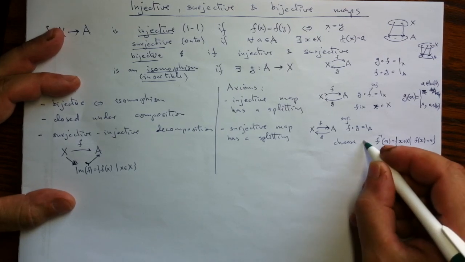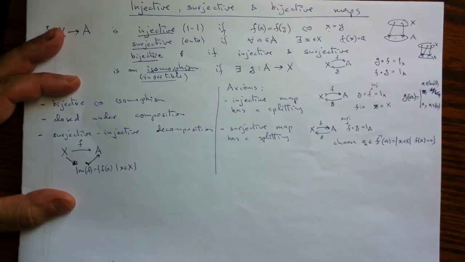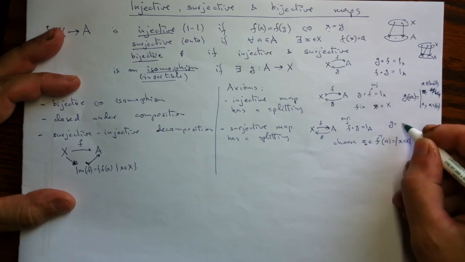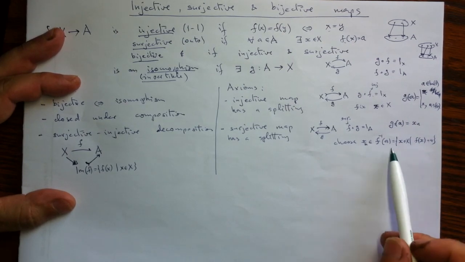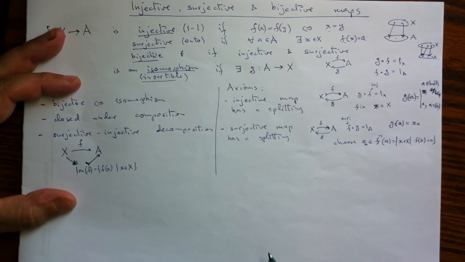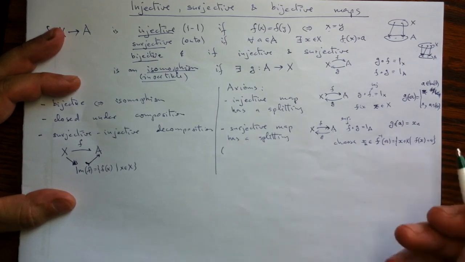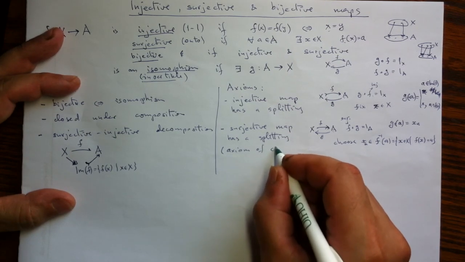We have to choose for each A an element in here. And then we can define G by just saying that G on A is that X_A. So that is called the axiom of choice. You have a collection of sets and you choose an element in each of them, and this collection of sets is labeled by elements of some other set. In our case it is A. So this is really equivalent to the axiom of choice.